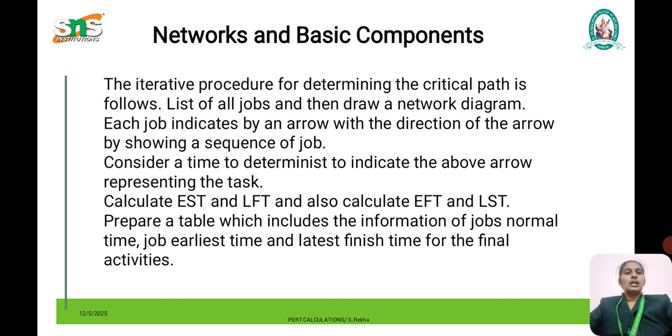After calculating that, we have to prepare a table. This table helps us to find the normal time, earliest start time and latest finish. Using the earliest start, we can find the earliest finish. Using the latest finish, we can find the latest start time. We use TIJ for this: if you add TIJ to ES, you will get EF, whereas subtracting TIJ from LF, you will get LS. This is the simple calculation you have to observe.